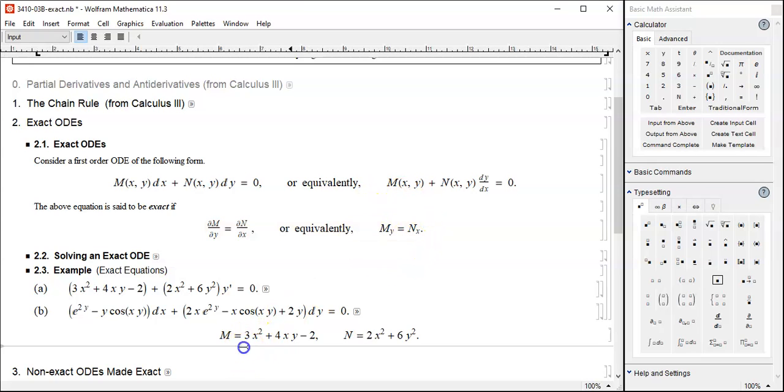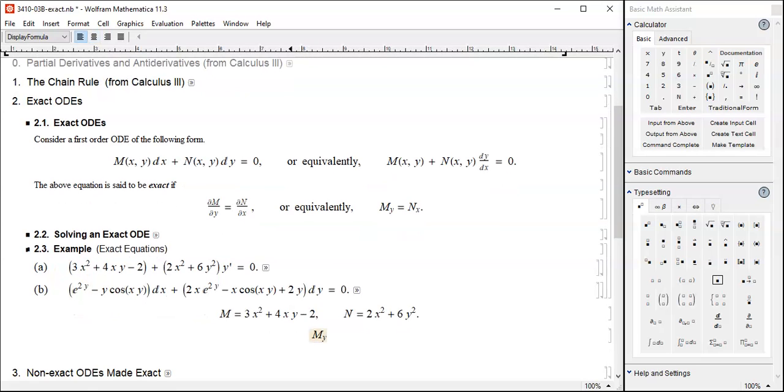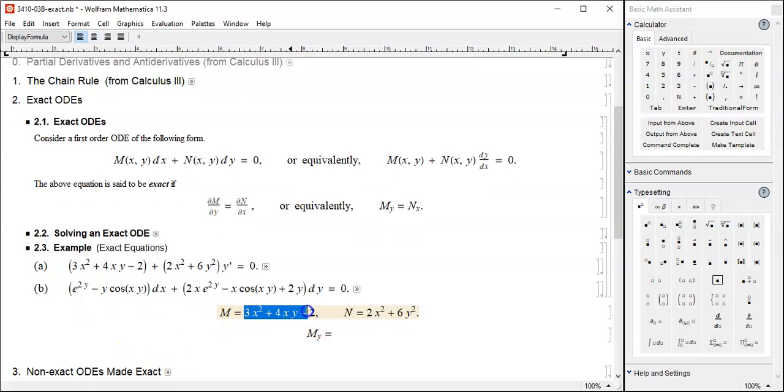So I'll do it my way. M sub y: from here, let's take the partial derivative by y. Is it 6x? No, if you take the derivative by x, then it is 6x, but by y, that's 0, because x is constant there. As far as y is concerned, x is constant. Now how about this one? The partial derivative of 4xy by y. 4x is the coefficient, so this is what you get. And then minus 2, of course, that's 0. So we have 4x.